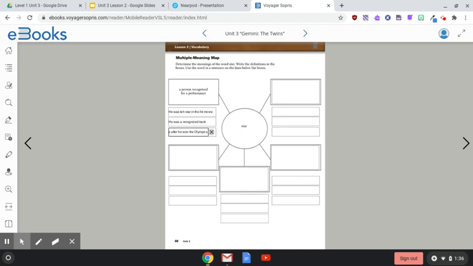Now let's talk about a similar meaning of star, but use it as a verb. What is another way to say that someone acted in a leading role in the movie? Now I want you to write that definition on the map. Then I want you to write a sentence about someone who starred in a movie or TV show.